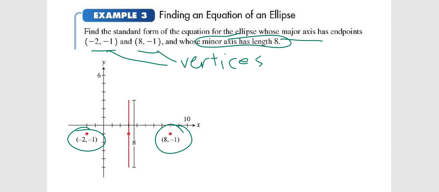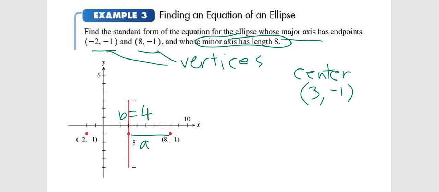Okay, what's the center? 3, -1. It is 3, -1, that's true. You can tell because it's halfway between the 2 vertices. That is also where the minor axis cuts through. You can see that they've drawn that. Now, why did they go 4 above and 4 below the center? Because we know the minor axis length is 8, so we cut it in half. So what's the value of B? 4, good. What's the value of A? I got to vote for 5. Is that true? From 3 to 8, is that 5? That is.